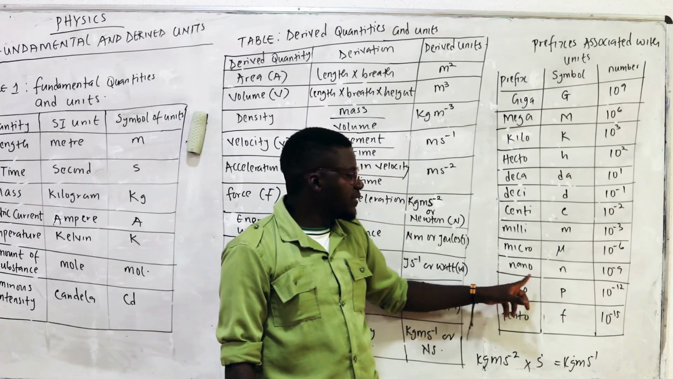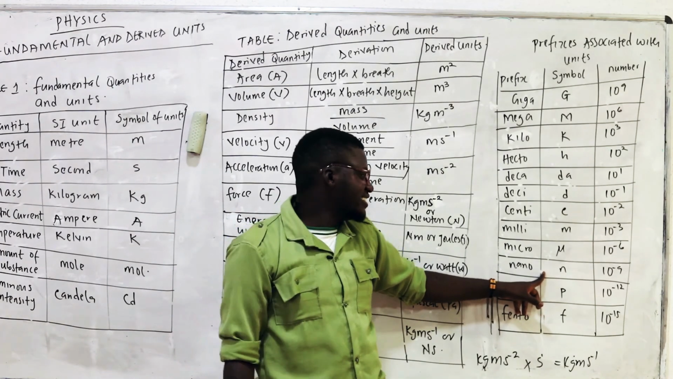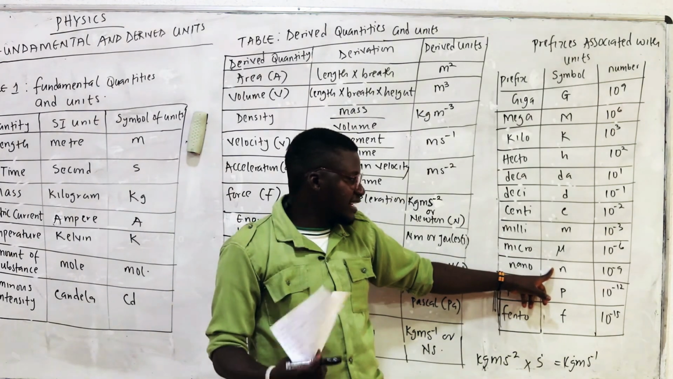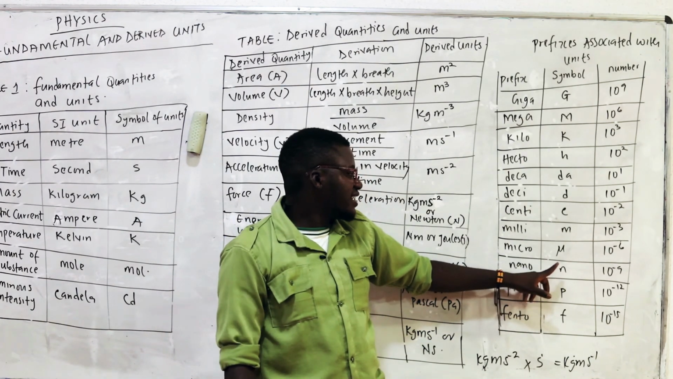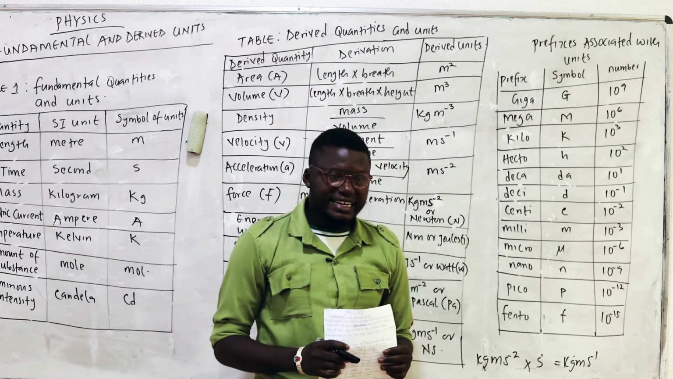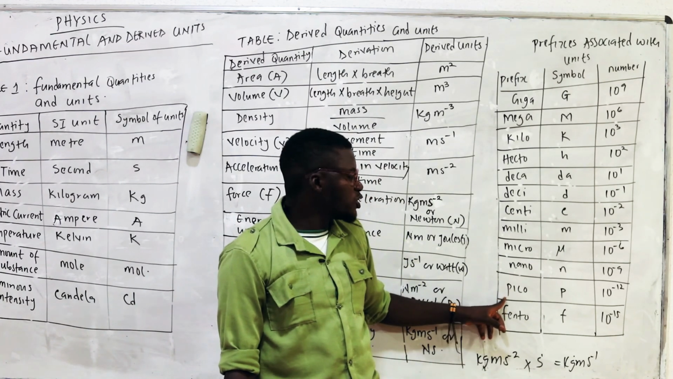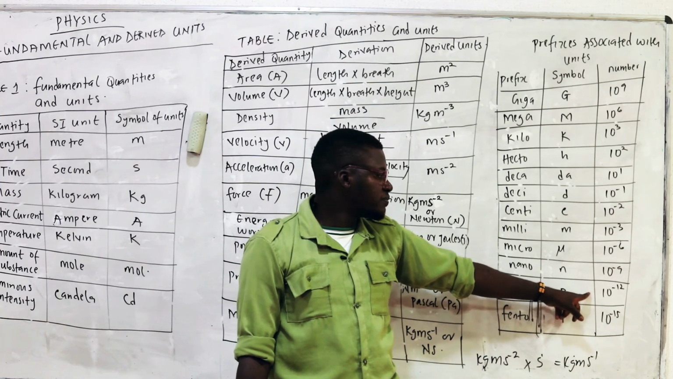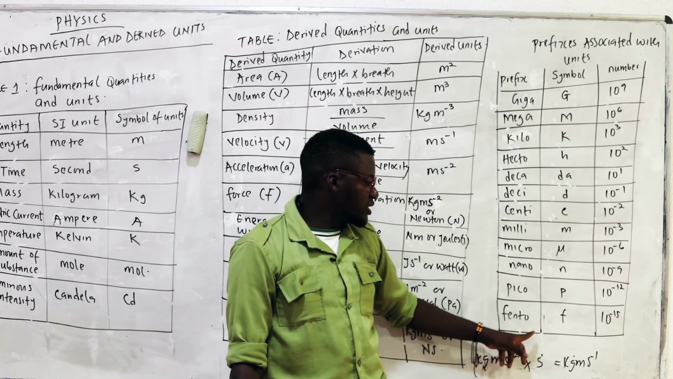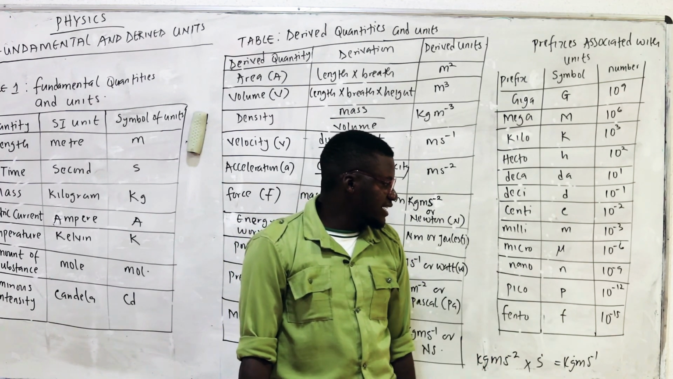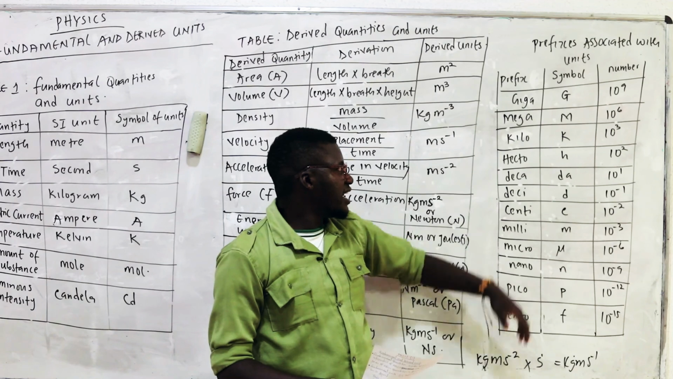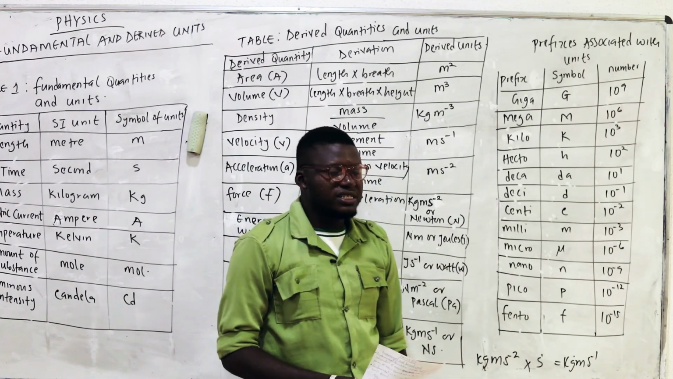Then nano. Nano is denoted with n, as in nanoparticles, nanofarads, nanometers, nanogram, like that. So nano is denoted using small n and is given as 10 raised to the power of minus 9. Then the next one is pico, denoted using small p and given as 10 raised to the power of minus 12. Then the last one is femto, denoted using small f and given as 10 raised to the power of minus 15. So that's all on the prefixes that are associated with units.